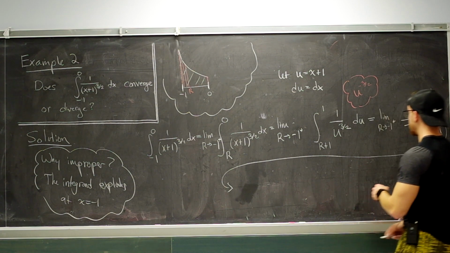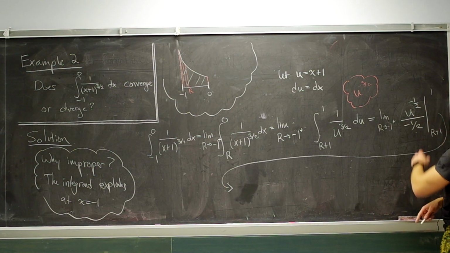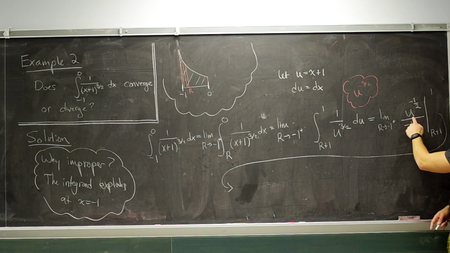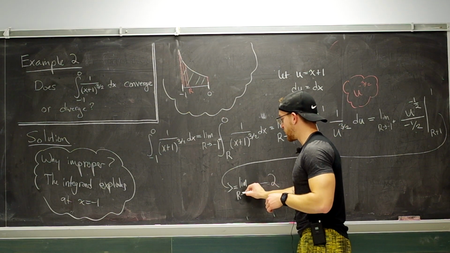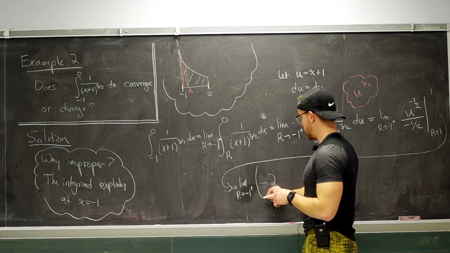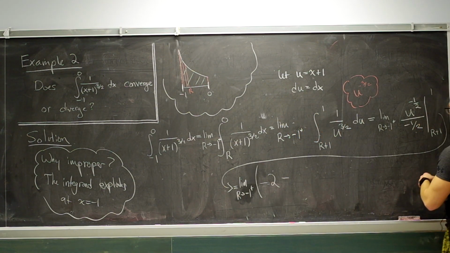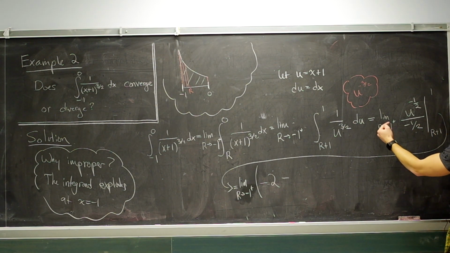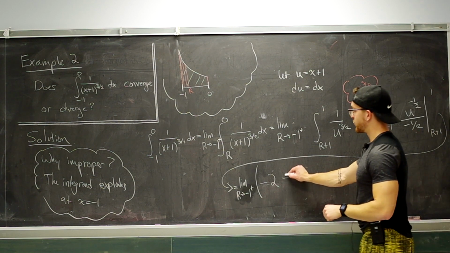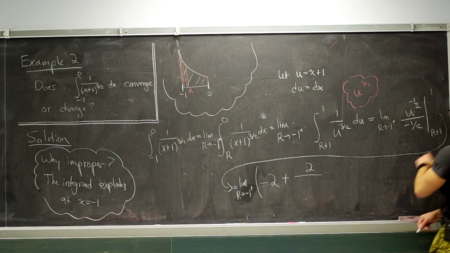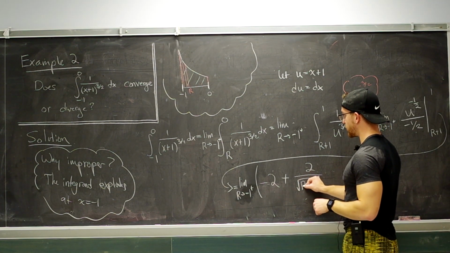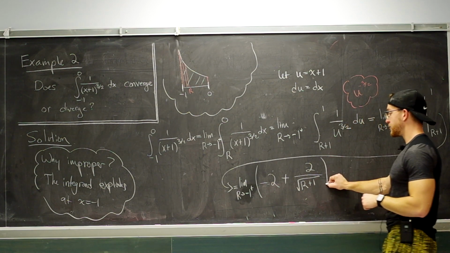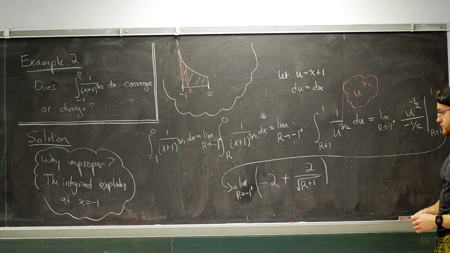I'll continue this down here. When you plug in 1 here, 1 to the -1/2 is 1. So this is like 1 over -1/2, which is -2. Minus, plug in r plus 1, minus a -2 is like plus 2 over r plus 1 to the negative 1/2, which is like the square root of r plus 1 in the denominator. Okay.